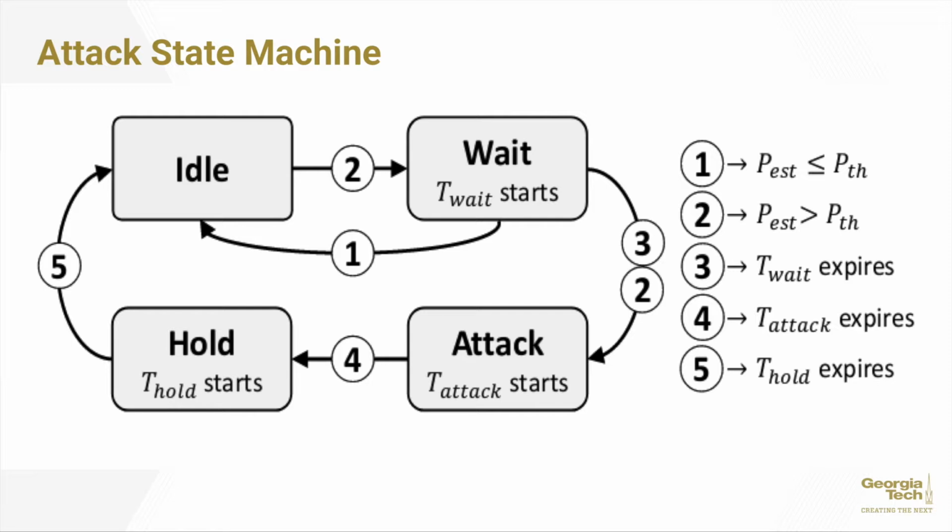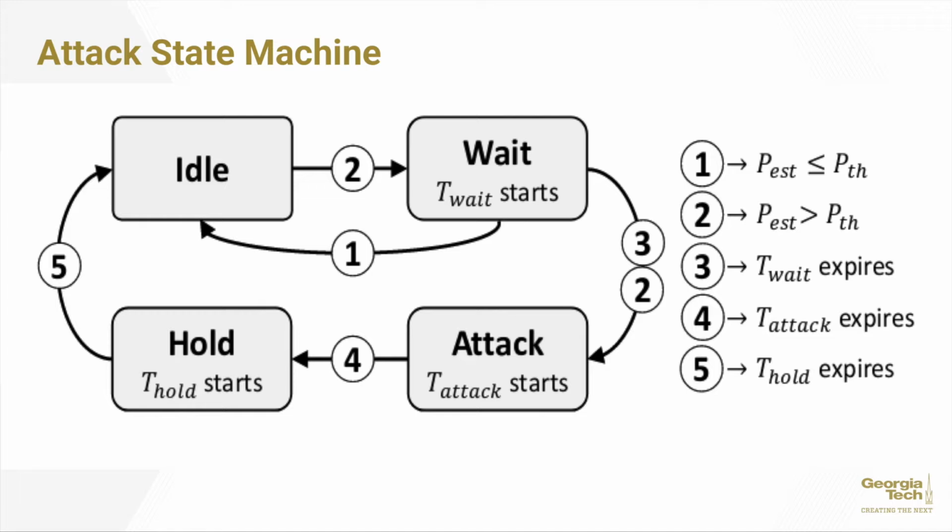Now, once we have these power estimations, we need to follow some rules of engagement, if you will, in order to not get evicted from our data center. This is the attack state machine here. So let's start at the beginning of the state machine and look at the idle state.